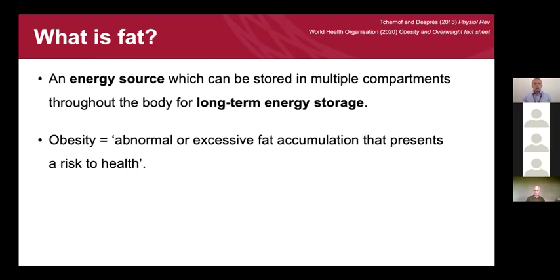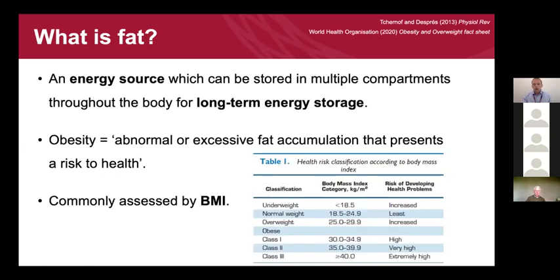The World Health Organization defines obesity as the abnormal or excessive accumulation of fat which presents a risk to our health. And we commonly assess this using body mass index. Some of you may have heard of body mass index before, but we calculate this by dividing our weight by our height squared. On the table here, we have the different BMI categories and the risk of developing health problems associated with these different categories.